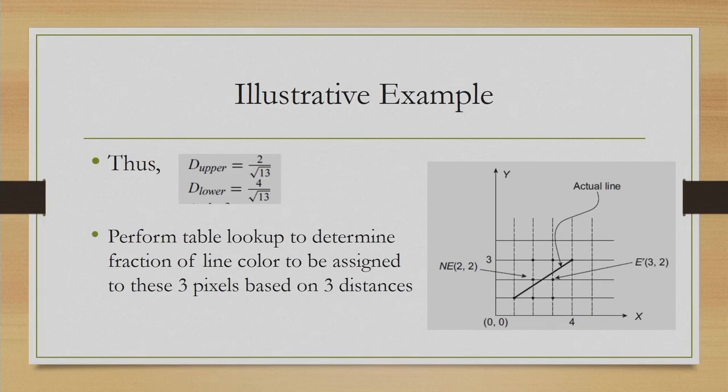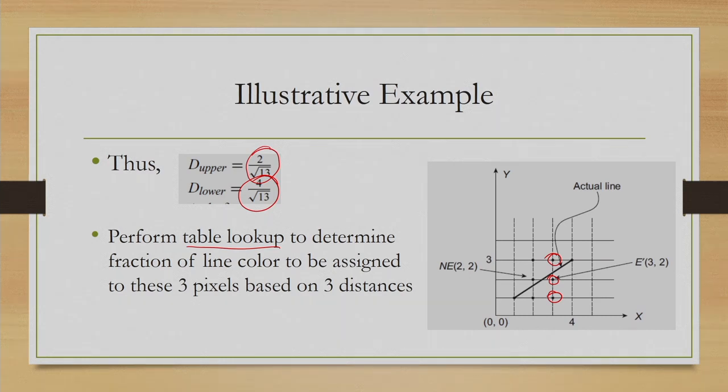So, using V we get D upper to be this value, D lower to be this value, and now we know the distance of this pixel from the line as well as D upper and D lower. Again we go back to the table, perform the table lookup to determine the fraction of the line color to be assigned to these 3 pixels. So, that is how we choose the pixel colors.